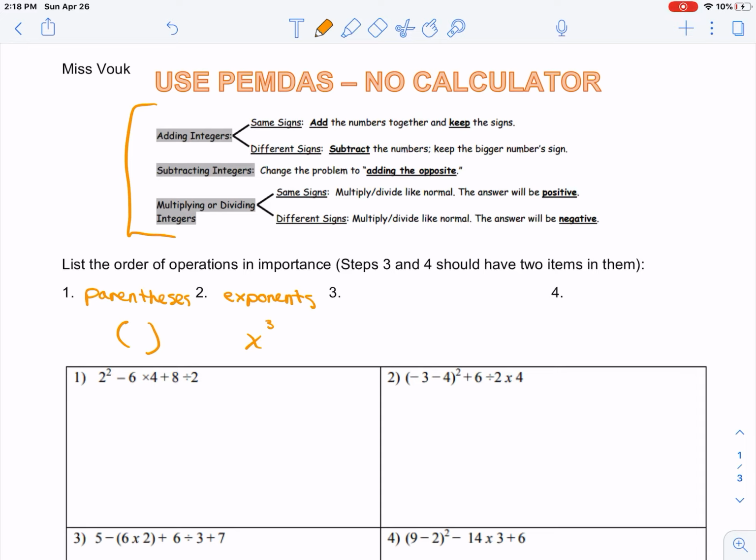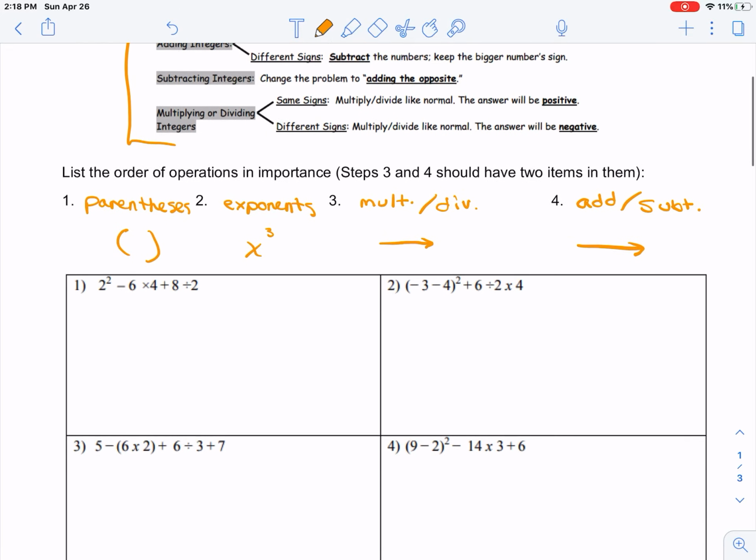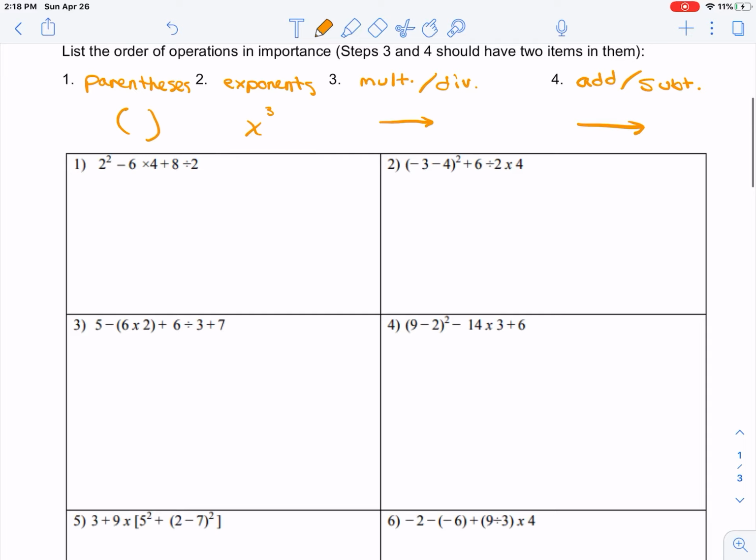And then for steps 3 and 4, it says they should have 2 items in them. So remember, our step 3 is going to be our multiplication and division. And remember, you're always working left to right. You're not doing multiplication first and then division. You're working left to right for those. And then finally, our 4th step, we got our adding and subtracting. Same idea as multiplying and dividing, you're working from left to right. Okay? So we'll do these first 2 problems here together just as some practice.